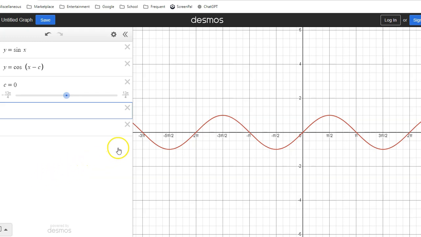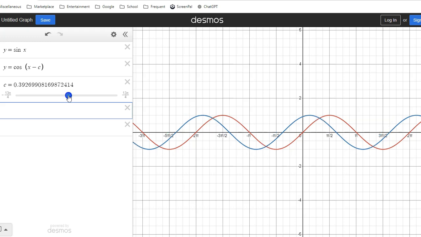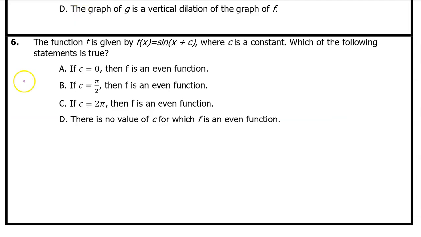Before I move on to number 6, let me demonstrate the concept one more time on Desmos because the graphs are so pretty. Here's the graph of sine x shown in red, and the graph of cosine will be shown in blue. Here they are together. Now I'm going to shift the graph of cosine pi over 2 to the right. Kabam! A perfect match.